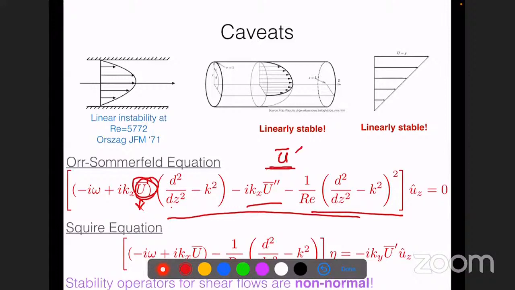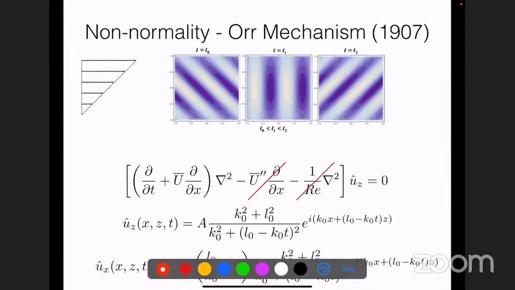And this non-normality, this fact that the adjoint is not the same as the governing equation, leads to the eigenfunctions being non-orthogonal to each other. And the non-orthogonality of the eigenfunctions then subsequently leads to the perturbations growing in time before decay. They'll eventually decay, but there is going to be a growth that will happen intermediately. Now, when I'm talking about the non-orthogonality, I'm saying the eigenfunctions are non-orthogonal to each other.